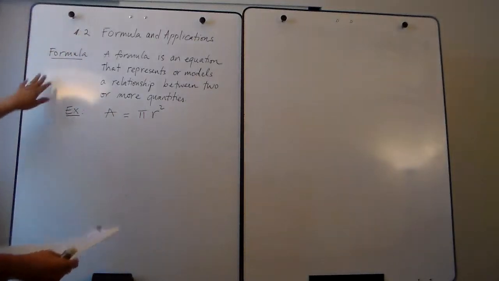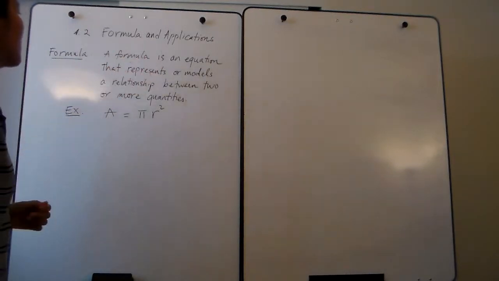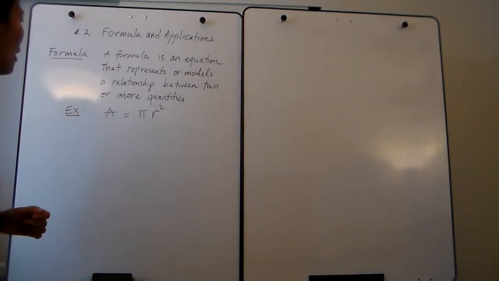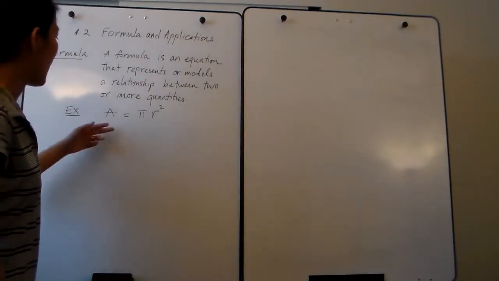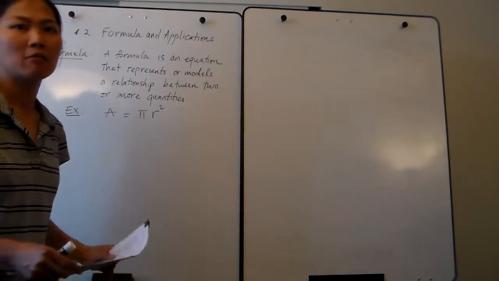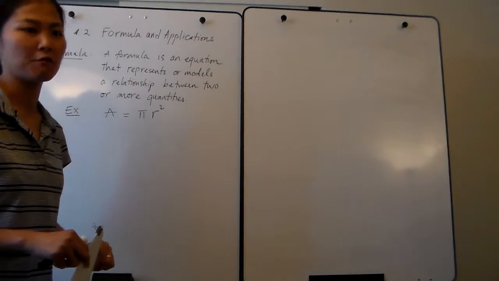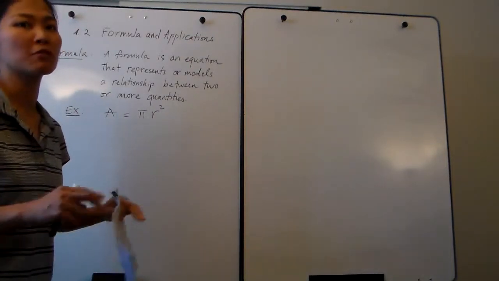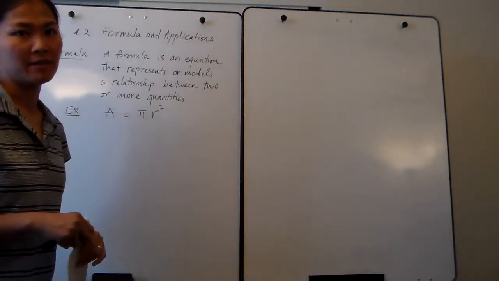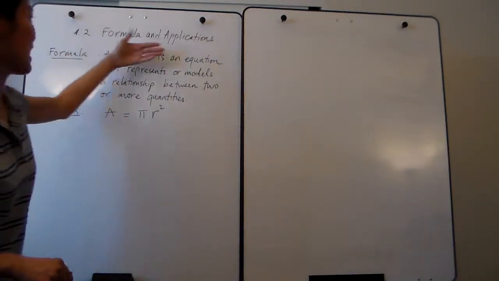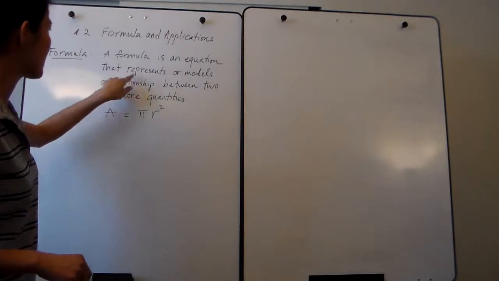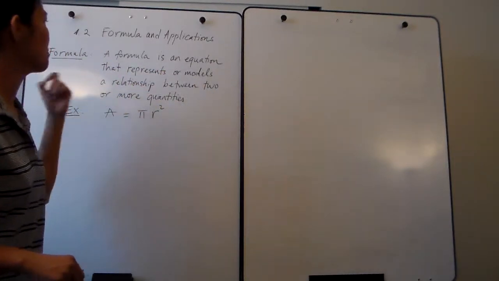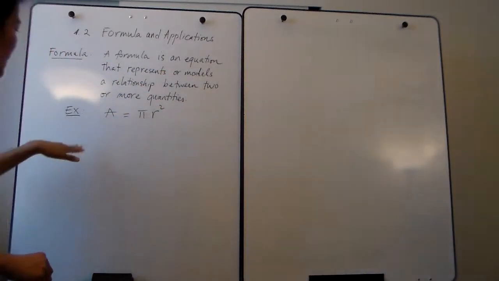So this is the definition of a formula. A formula is an equation that represents or models a relationship between two or more quantities. For example, A equals pi r squared. Now, let's refresh your memory of the last section. We learned about an equation. This time, we'll focus on the application of it. And you see, a formula is an equation that represents or models a relationship between two or more quantities.